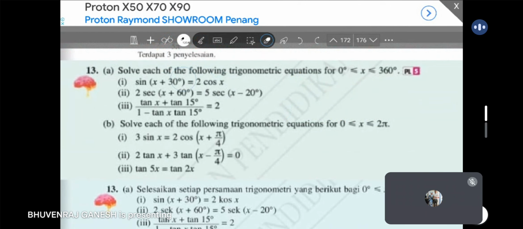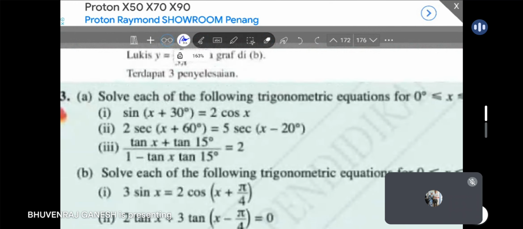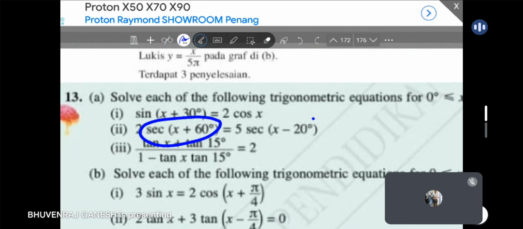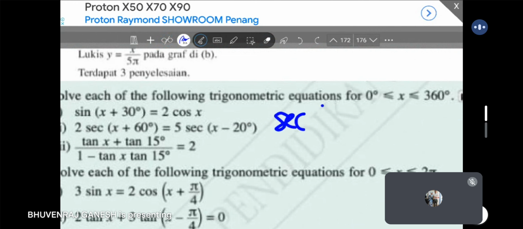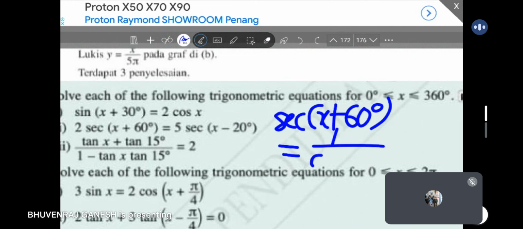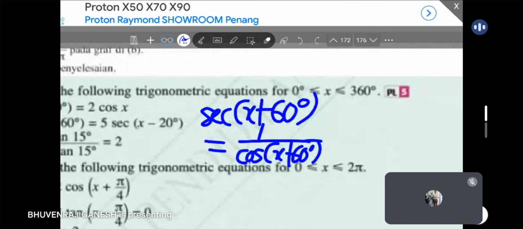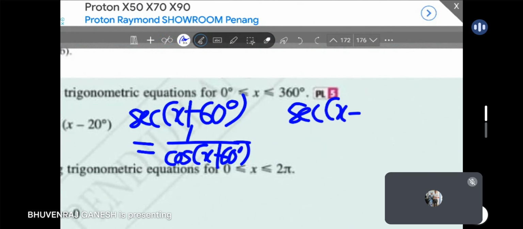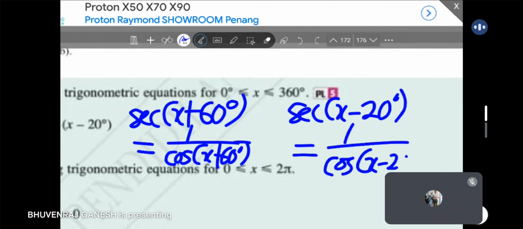So you have 2 secant and also 5 secant. Over here you need to express both lah, kamu kena ungkapkan. So guys, secant we actually don't have addition formula. Am I right? Untuk secant ni kita tak ada rumus penambahan. Jadi, kamu kena tukarlah guna identity. So secant(x + 60), you can use the identity equal to 1 over cos(x + 60). And also secant(x - 20), you can use the identity, 1 over cos(x - 20). So this is how you can change them.